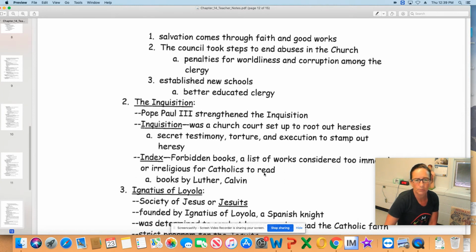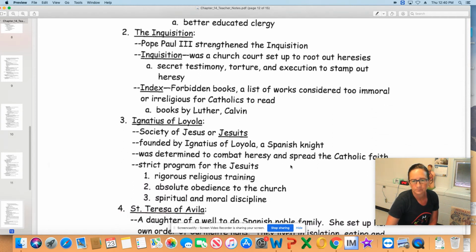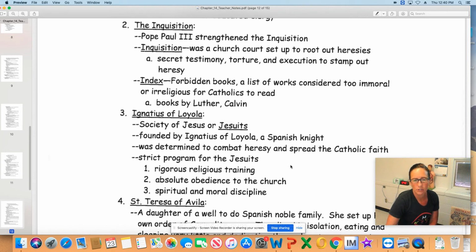The Inquisition. Pope Paul III is going to strengthen the Catholic Inquisition. The Inquisition was a church court set up to root out heresies, using secret testimony, torture, and execution to stamp out heresy. Index. A lot of religions have what's called an index. That's a list of forbidden books, works considered too immoral or irreligious for Catholics to read. So the Catholic Index would have books by Luther, books by John Calvin. Different denominations also have indexes.